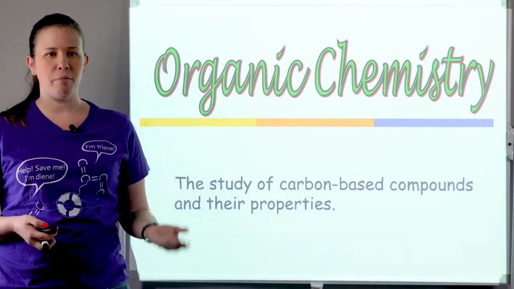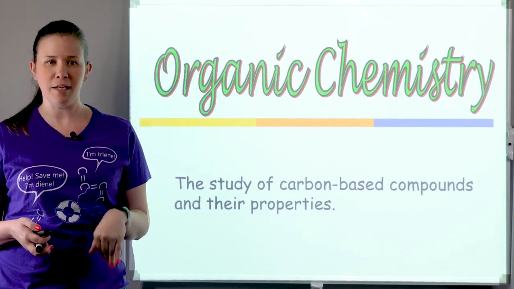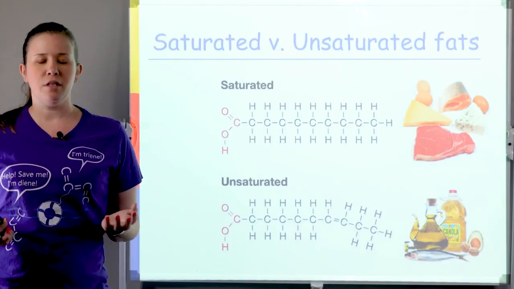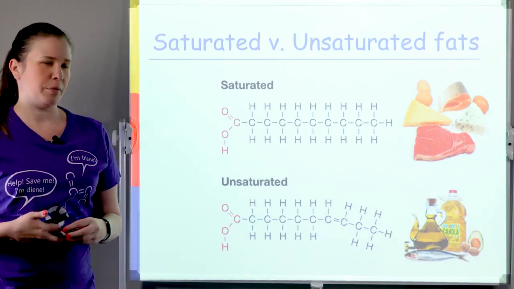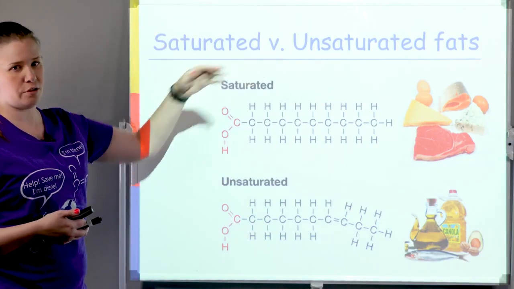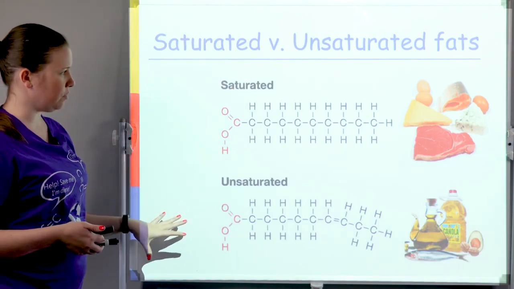So when we start looking at carbon-based compounds, we're going to have some unique names, and that's going to be the focus of Unit 14. First, let's look at a couple of categories for organic compounds. We could have saturated compounds or unsaturated compounds. And here's a picture of each.